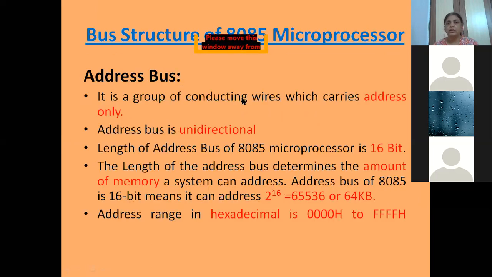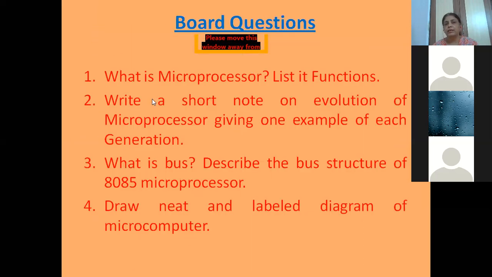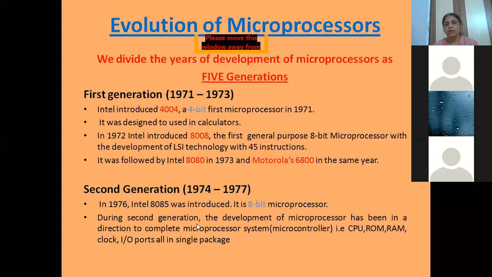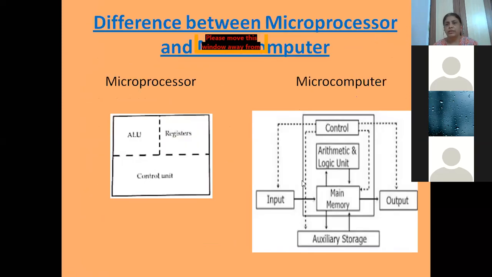So that is your third question: what is microprocessor and what is bus, and describe the bus structure of 8085 microprocessor. Now last question from this topic is draw neat and labeled diagram of microcomputer. Now microprocessor का block diagram किया था छोटा सा ALU, register and control unit. Now in microcomputer you will not draw that basic diagram. ये वाला diagram you will not draw. Okay, this is just for reference.